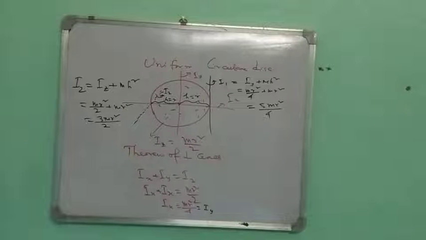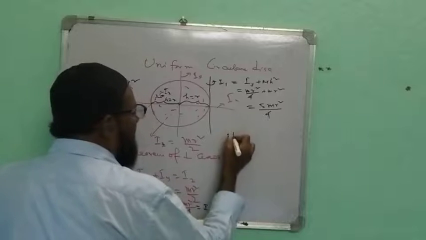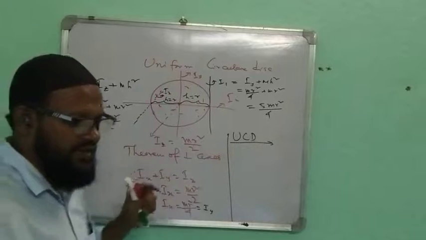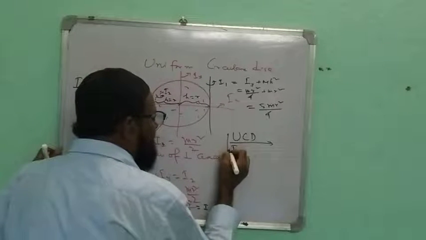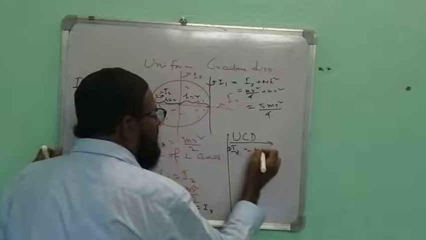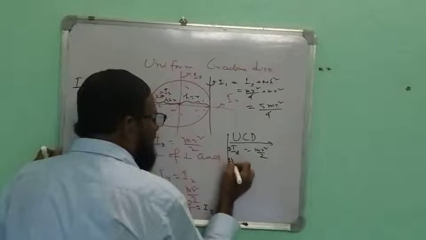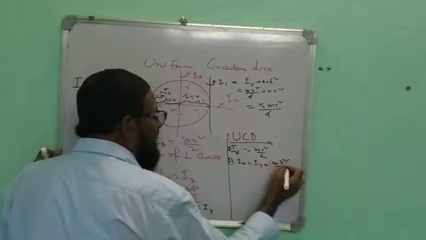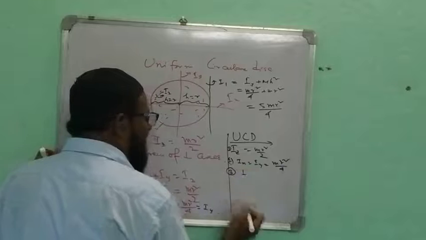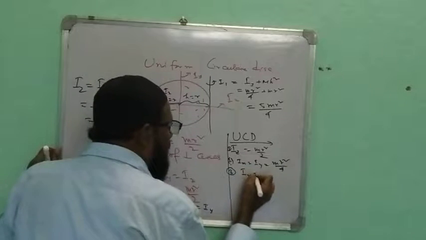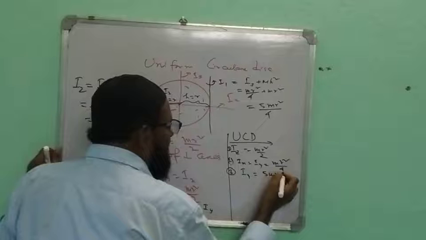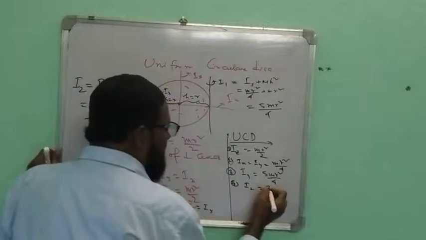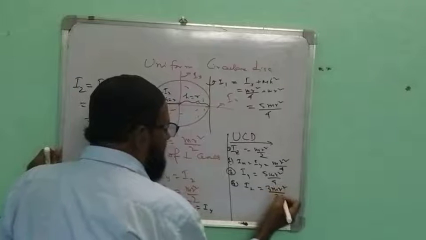Okay. Therefore, for a uniform circular disc, please write down: Iz equals M R square by 2. Ix equals Iy equals M R square by 4. I1 is 5 M R square by 4. I2 is 3 M R square by 2. Clear?